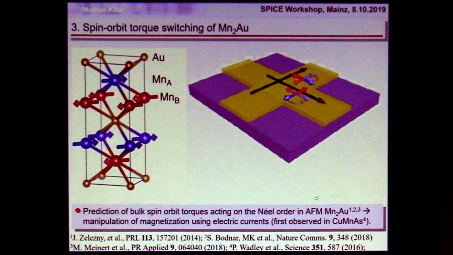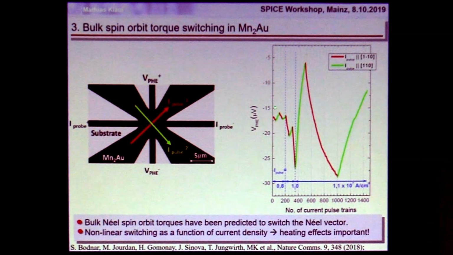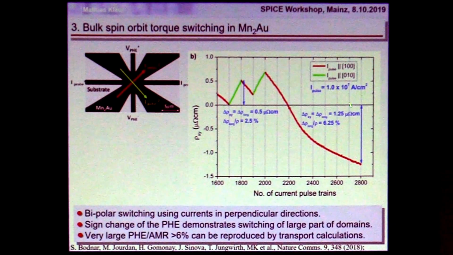So this was first seen in Thomas's group in Nottingham in copper manganese arsenide. We then worked on manganese two gold, similar to what Marcus has shown, where essentially by injecting current in perpendicular directions, you can switch the Néel vector by 90 degrees. So this works, as shown here. We see that depending on the current density, we get different amplitudes. So heating effects are important. Again, Marcus explained this very nicely. And we get relatively large changes of up to a few percent, so they're relatively easy to read out.